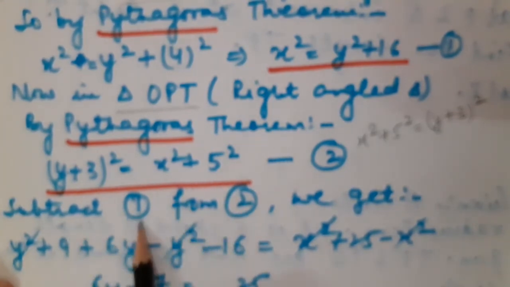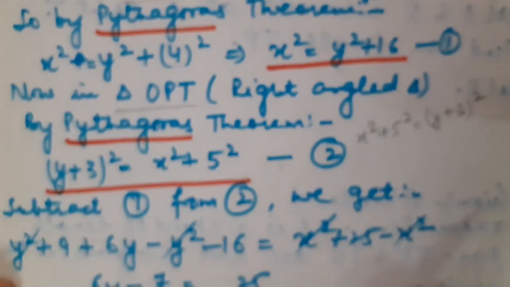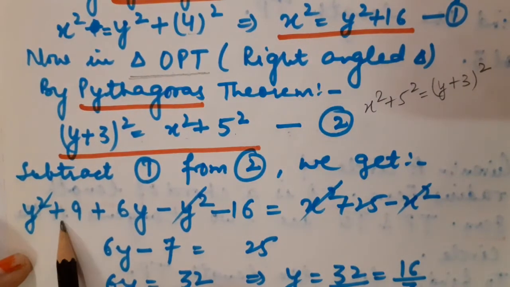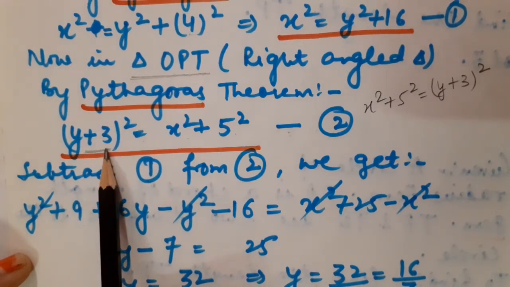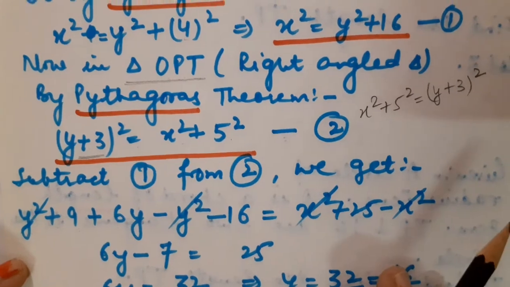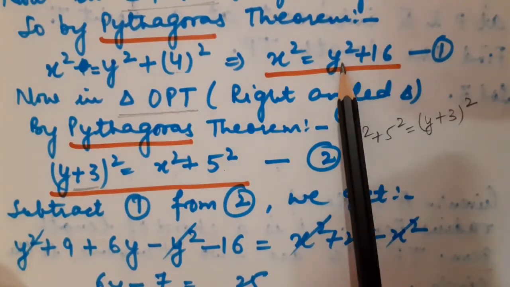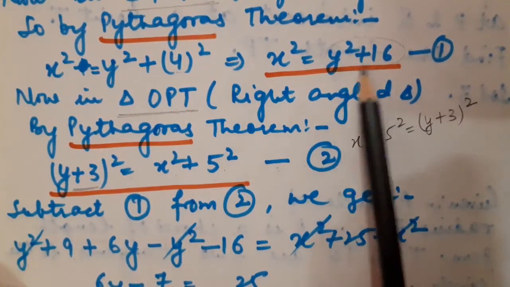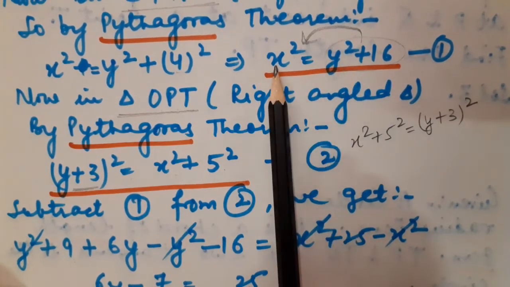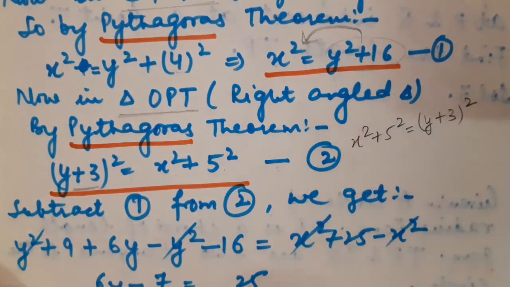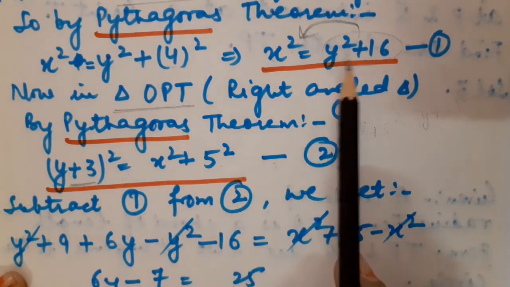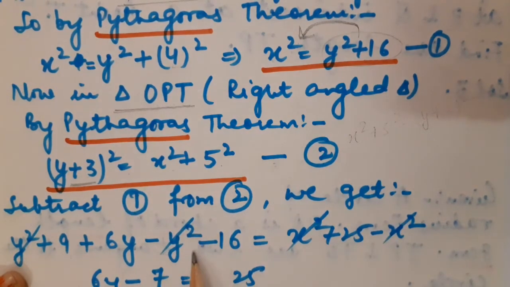While subtracting equation number 1 from equation number 2, what do we get? We have y² + 9 + 6y, because I am going to open its identity. So what are the terms containing y²? That is y² + 16, which you can shift over here. You can write y² + 16 on the left-hand side and x² on the right-hand side. Fine children, so this is y² + 16, that is minus y² minus 16.